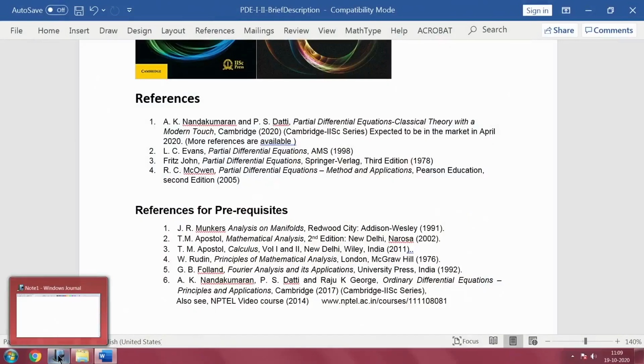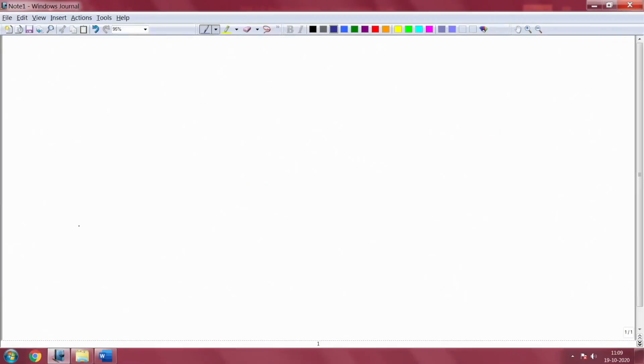Definitely, as I said, it is not possible to cover all these things, but we give some glimpses of what you require to study. And there are other books like Rudin, and then GB Folland, and our last book is a reference if you want to know more about the ODE concepts. Now, let me start with the course.